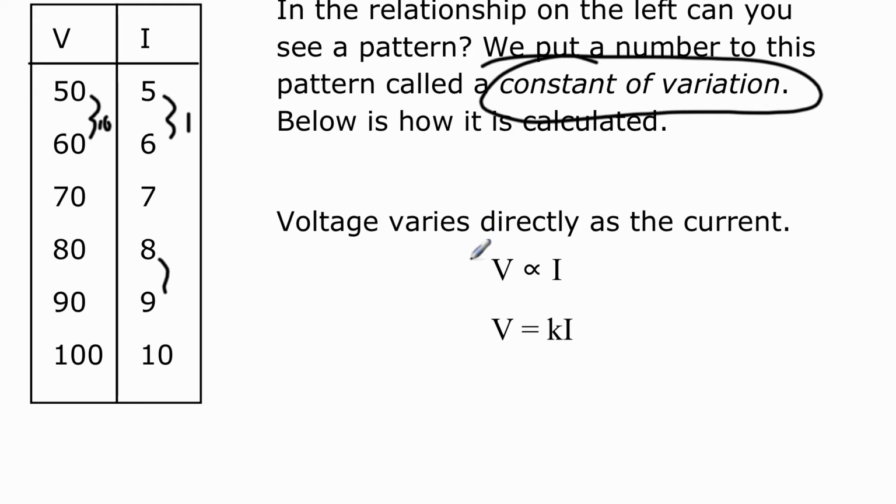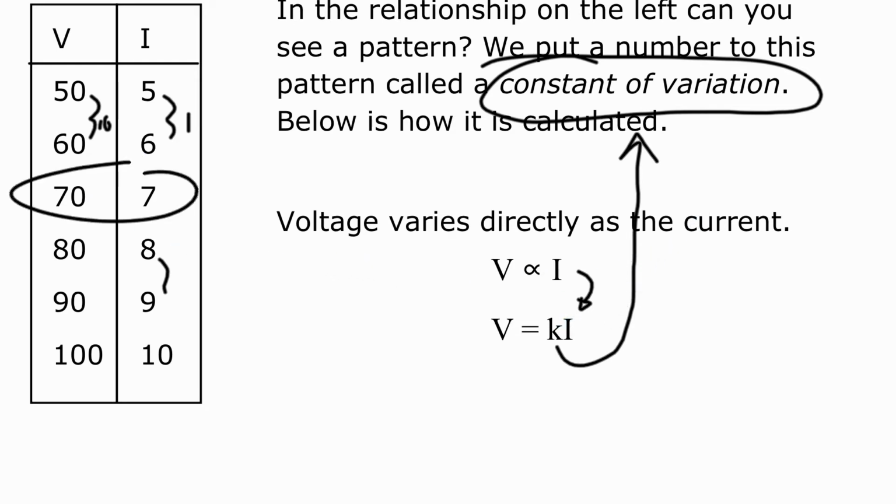Here's how you do it. If they say voltage varies directly as the current, you would put V, and this symbol here means varies, and directly means it's on top here, as the intensity. So it varies as the intensity, but there's got to be some kind of constant of variation. So I can write a formula: voltage is equal to some constant multiplied by intensity. Now, if I take a look at my data, I can plug some numbers in here and determine what that constant of variation is. So let's try.